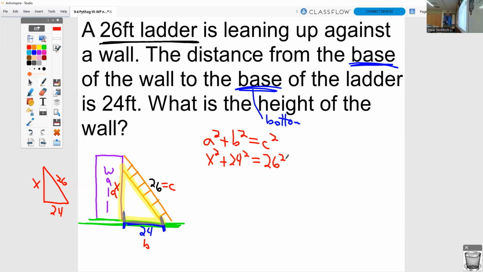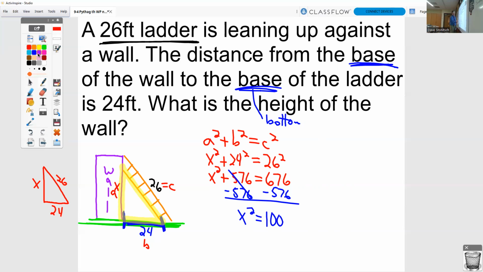Again, we're solving for the A or the B side. So I want to try and get this X squared all by itself. First thing I need to do is change that 24 squared into a normal number. So just bring down your X squared and your plus sign. 24 squared is 576. 26 squared is 676. To get this X squared all by itself, I need to do minus 576 and minus 576. Therefore, those cancel out. I have X squared equals 100.